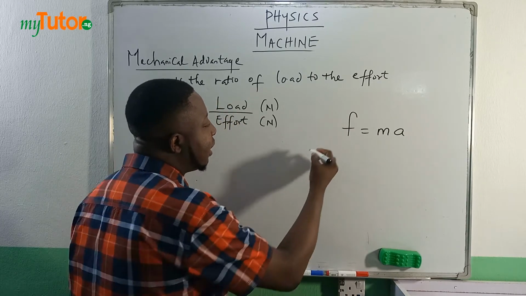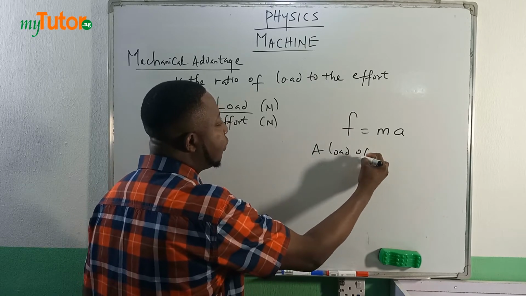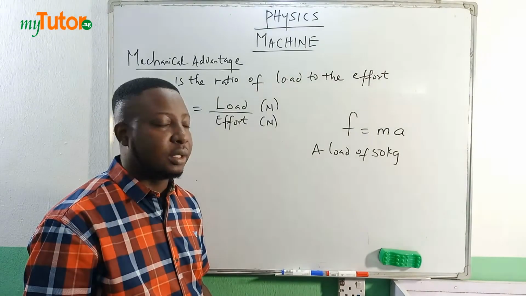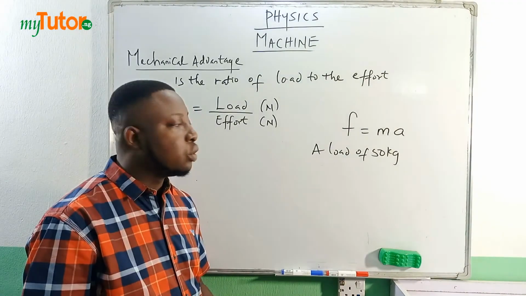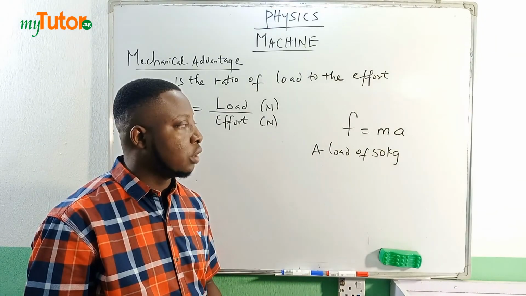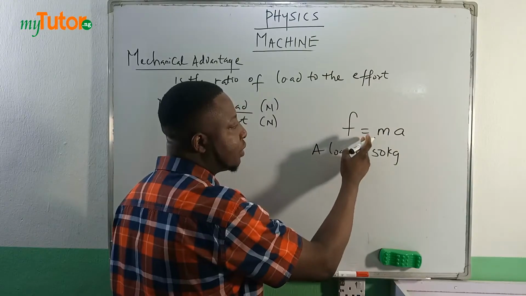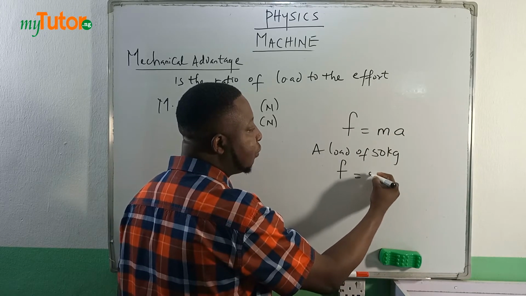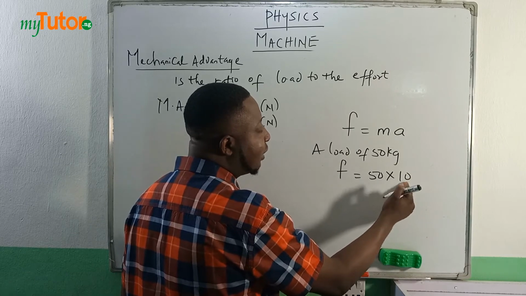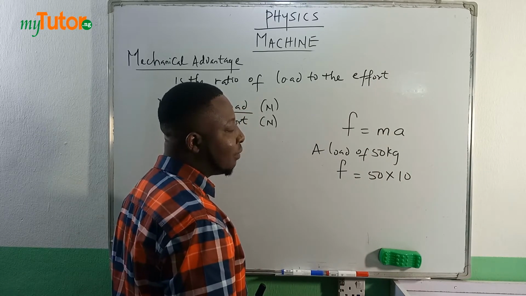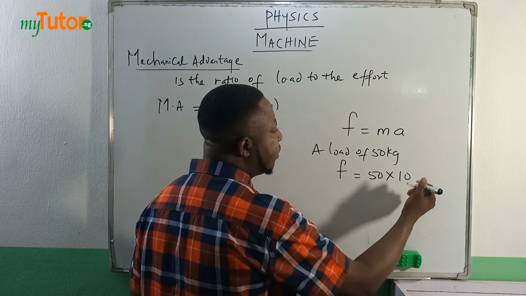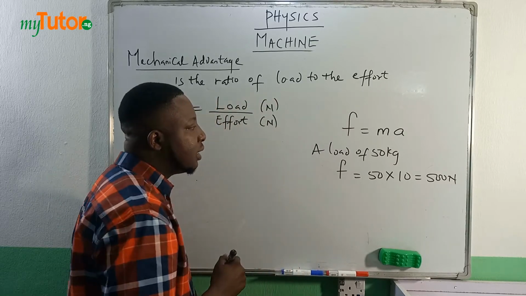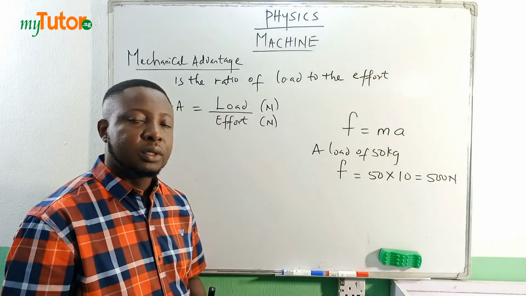So if we are told that a load of 50 kg was applied to a machine, then we need to convert the 50 kg to Newton by using this formula that F is equal to mass times acceleration. So our force, which is our load, will now be equal to 50 times 10. Our 10 is the acceleration due to gravity, which is a constant. So 50 times 10 will give us 500 Newton.